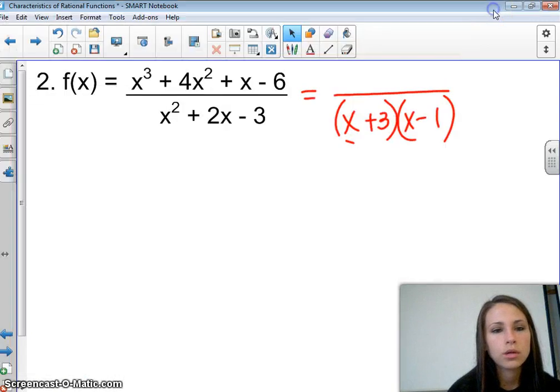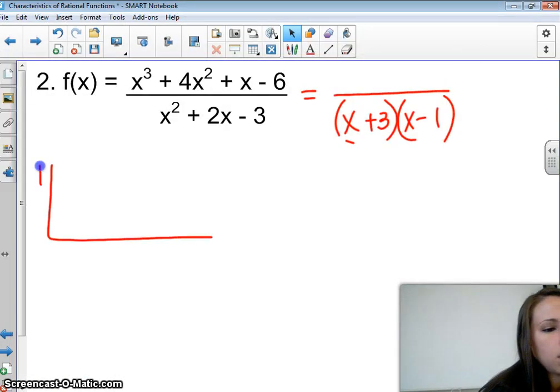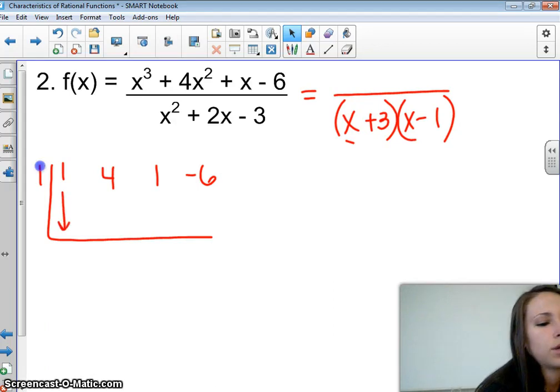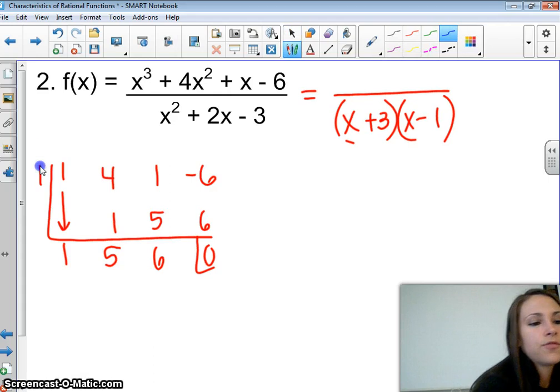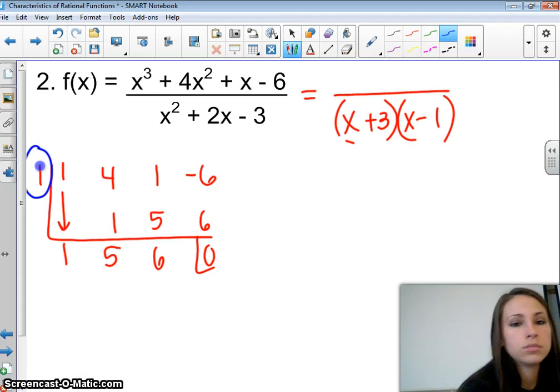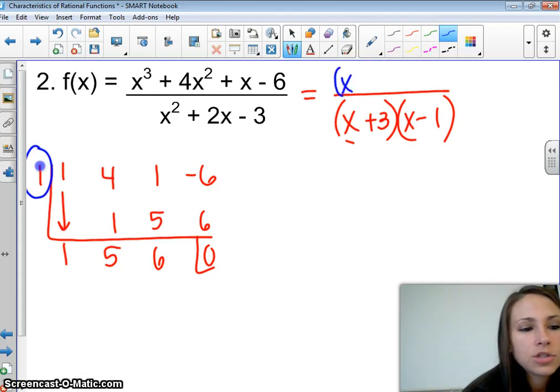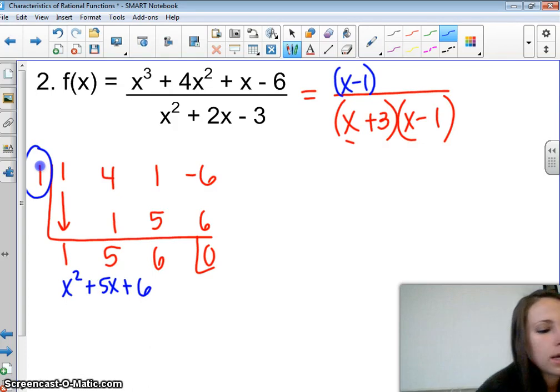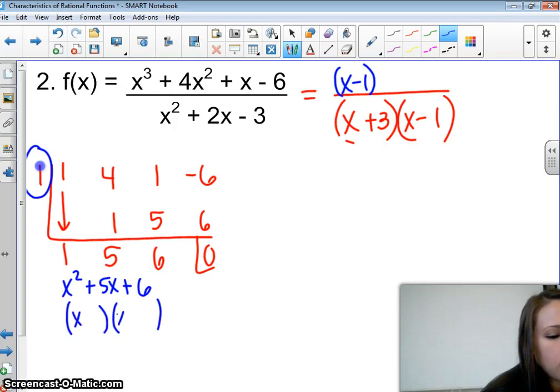So I'm going to use 1 to do synthetic division. So 1, then 1, 4, 1, negative 6. And so if I bring that 1 down, 1 times 1 is 1, that'll be 5. 1 times 5 is 5, this is 6, 1 times 6 is 6, so there's a 0. So from this, I get a 0. And so as a factor, that's going to be x minus 1. And then this just represents x squared plus 5x plus 6. And so then I can factor this, and I'll end up with x and x, 2 and 3, plus, plus.